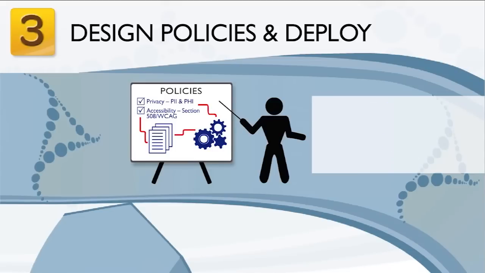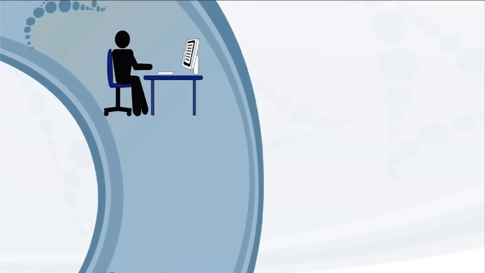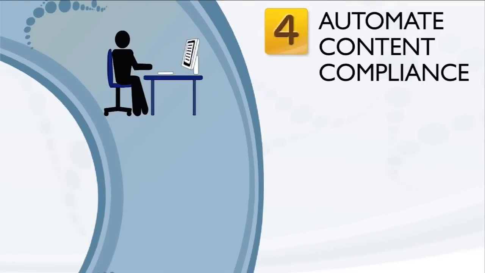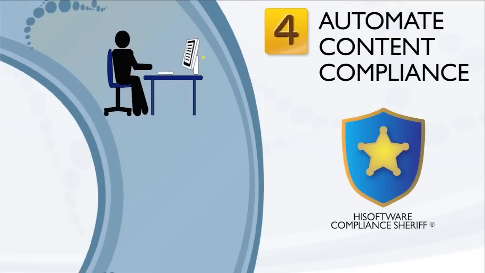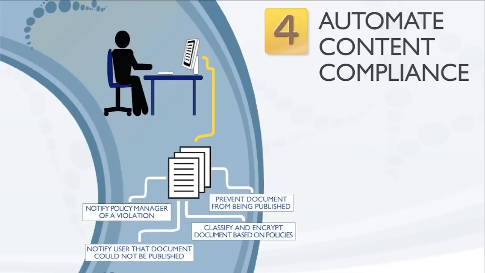With its central workflow, HiSoftware prevents users from stopping the workflow and allows policy officers to override approvals, user actions, and make adjustments to classifications where appropriate. In addition to scanning content at rest for violations, Compliance Sheriff will review content as it is created to automatically mitigate risk by flagging violations and classifying content based on the predefined policy rules. It will also notify the appropriate stakeholders, including content creators, policy managers, and other departmental managers if a violation occurs.